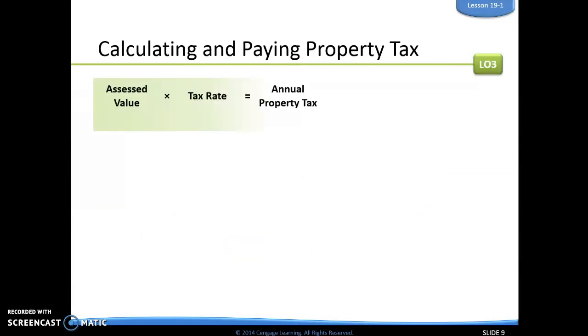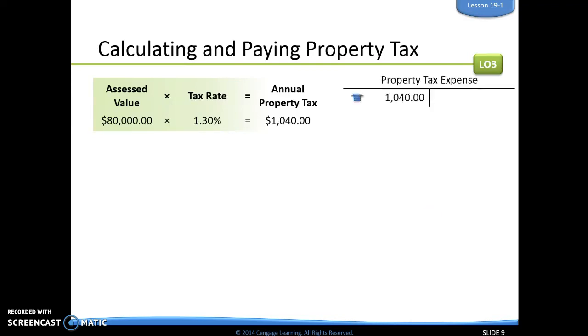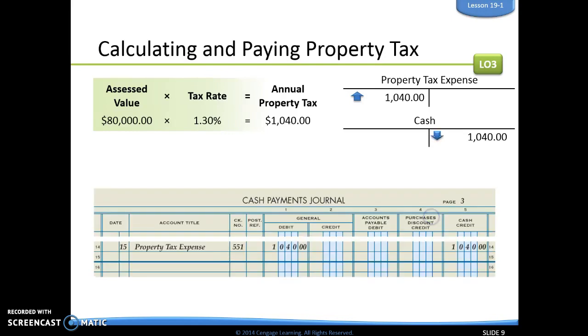So what they're going to look at is the assessed value times the tax rate. Here our assessed value is $80,000. The tax rate is 1.3%. So that means the annual property tax is going to be $1,040. To record that, we're simply going to debit our property tax expense and credit cash. Again, we're paying cash, so that's going to go into our cash payments journal.